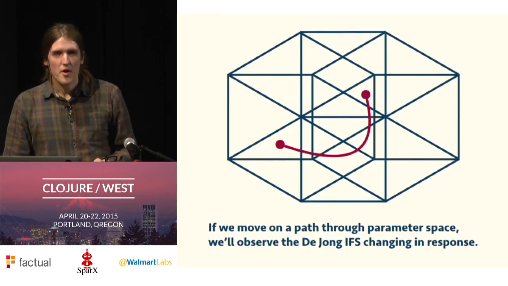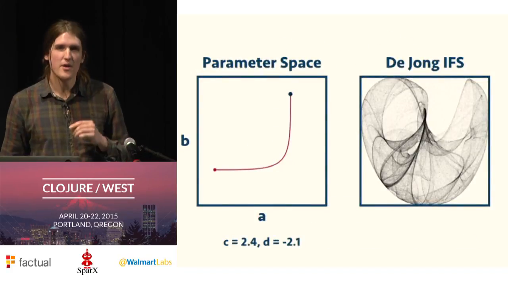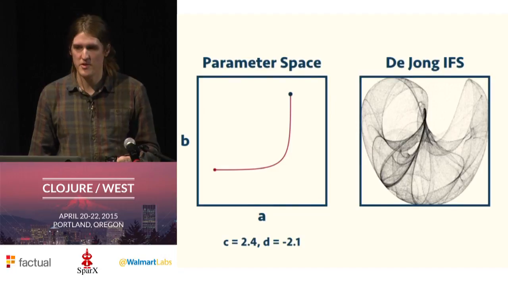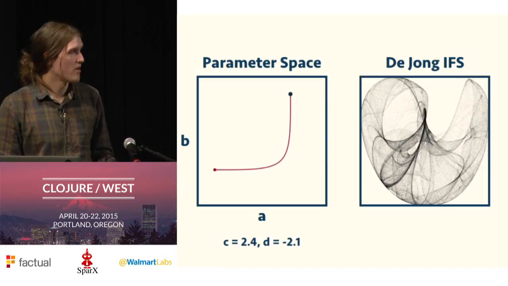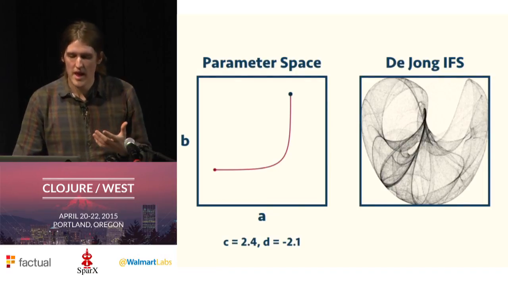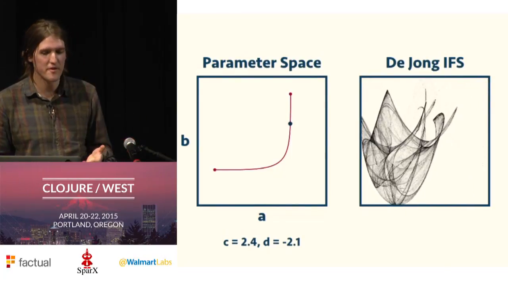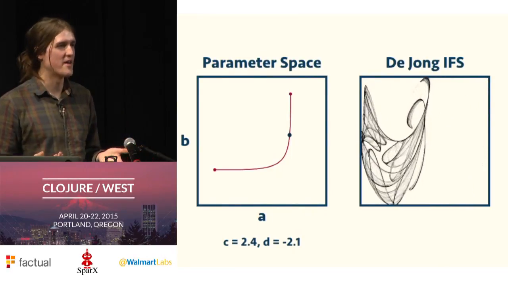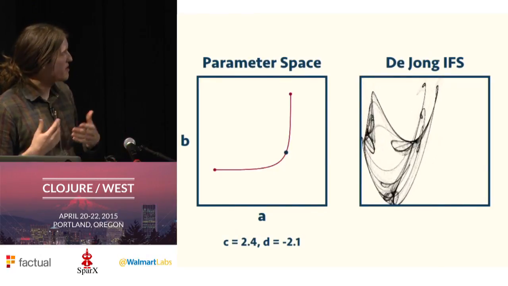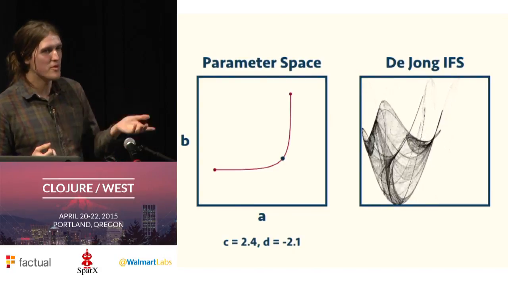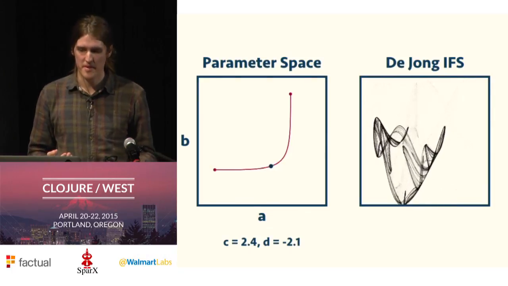I don't know about you, but thinking in 4 dimensions kind of makes my head hurt. So we're going to pick some concrete values for the C and D parameters, which collapses our parameter space back down to 2 dimensions, which is a lot easier to grasp. Now we animate along this line in the AB plane of parameter space, and we see that the de Jong IFS animates as well. It's really great and kind of surprising that we get a smooth animation in the de Jong IFS when we do a smooth animation in parameter space.